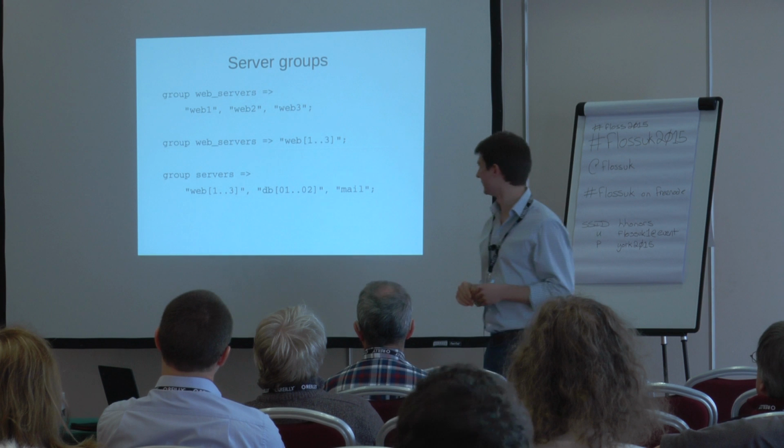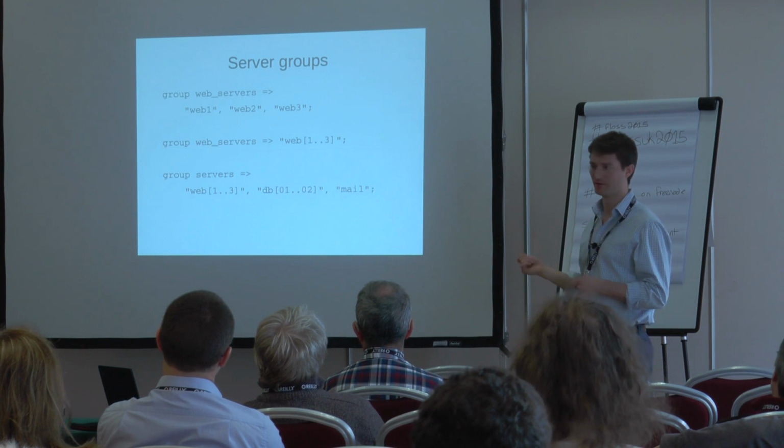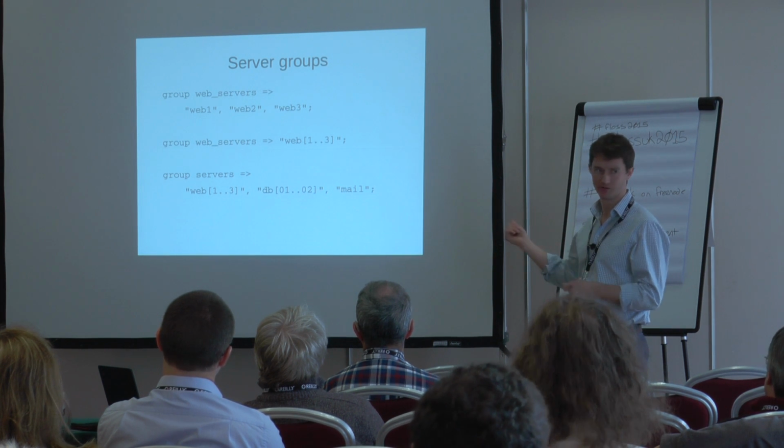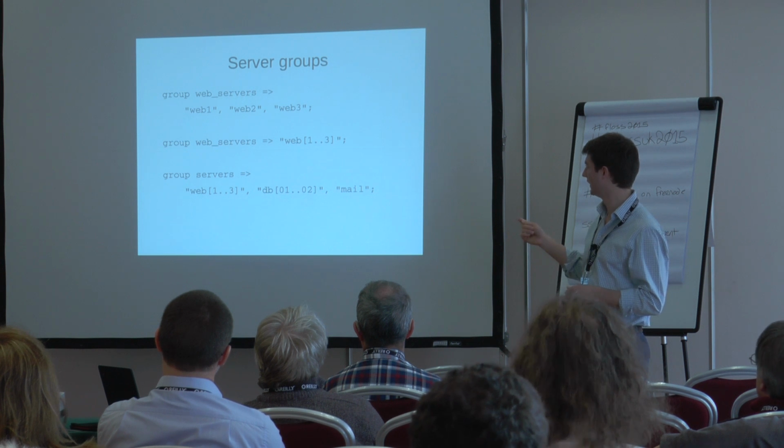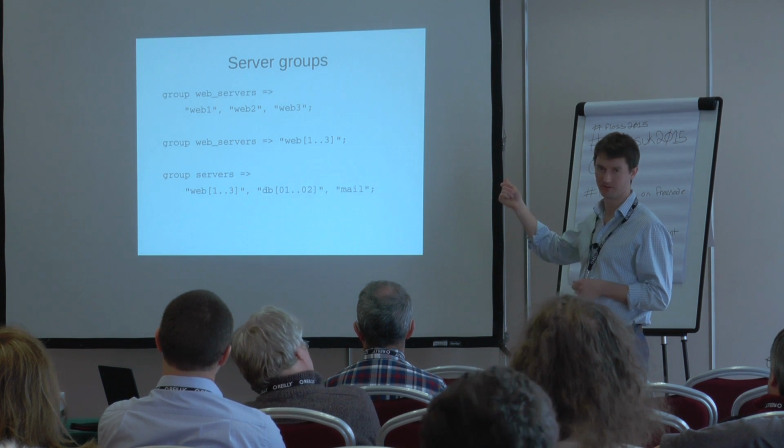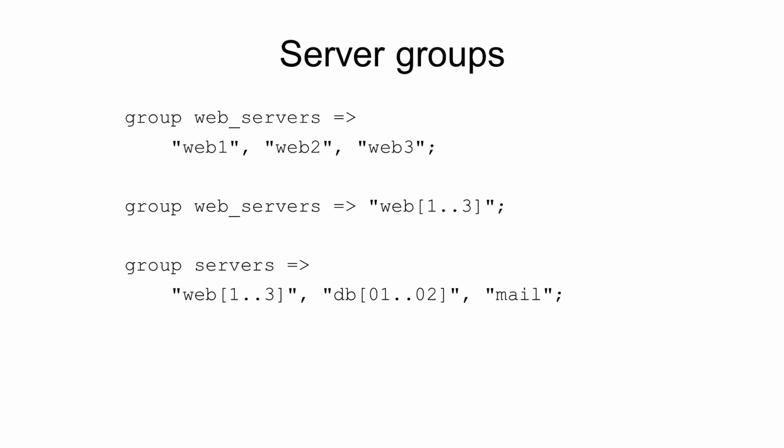Okay, so I talked about groups at the beginning. I'm assuming that most automation tools have groups, but I'll just give a brief introduction. I use the group command to create a group. I give it the name of a group. So in the first example, I've created one called web servers, and then in its simplest form, I can just give a bunch of server names that I want to go into that group.